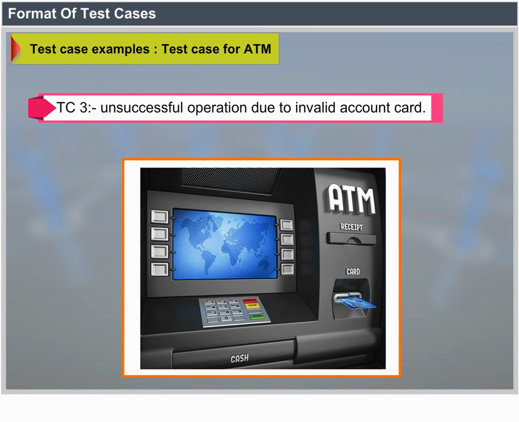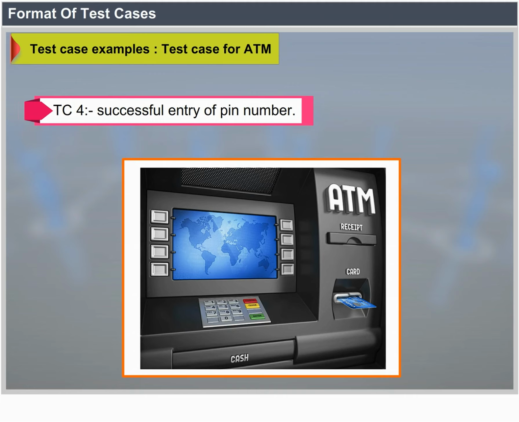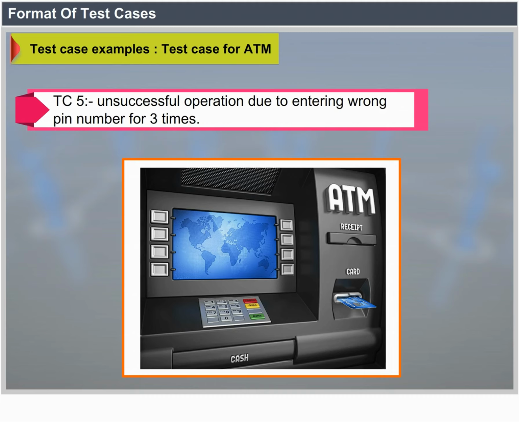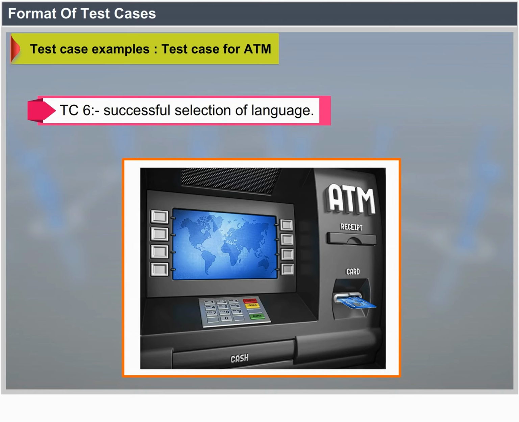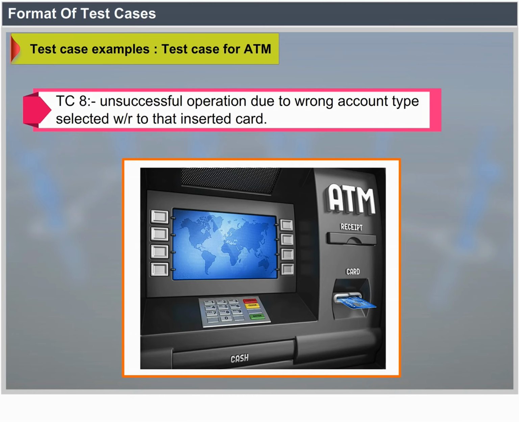TC3, unsuccessful operation due to invalid account card. TC4, successful entry of PIN number. TC5, unsuccessful operation due to wrong PIN number entered 3 times. TC6, successful selection of language. TC7, successful selection of account type. TC8, unsuccessful operation due to wrong account type selected with reference to that inserted card.